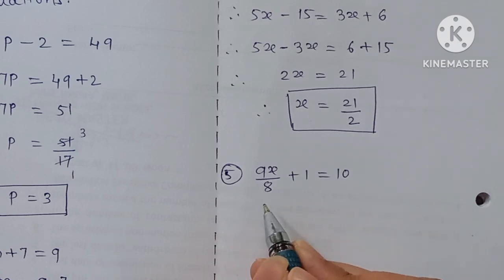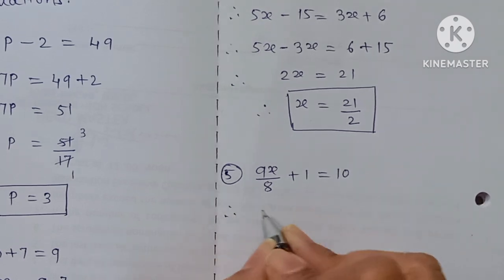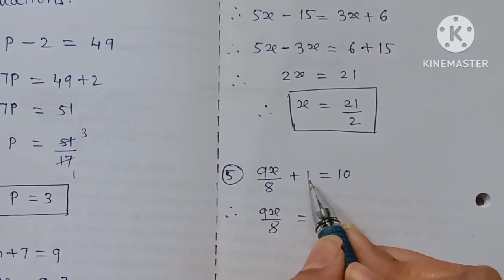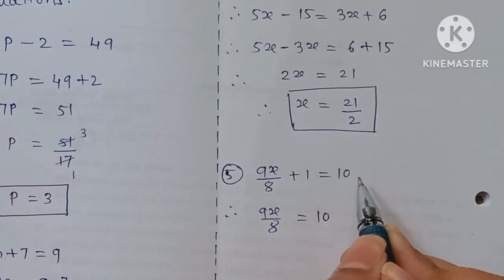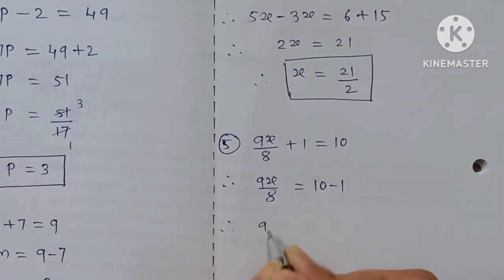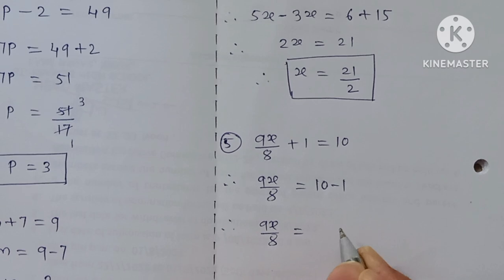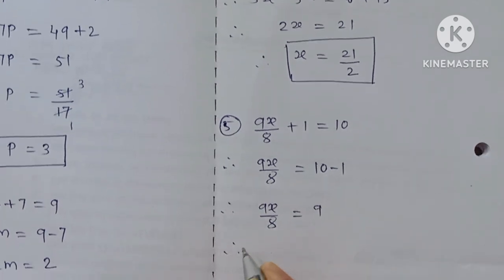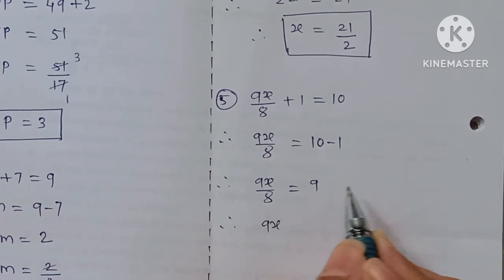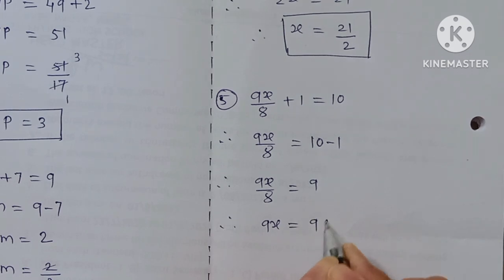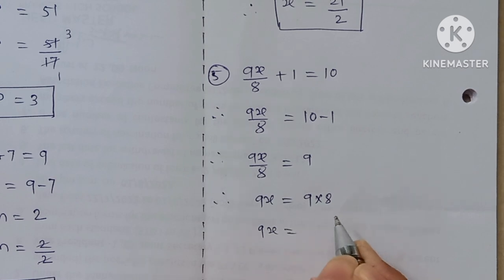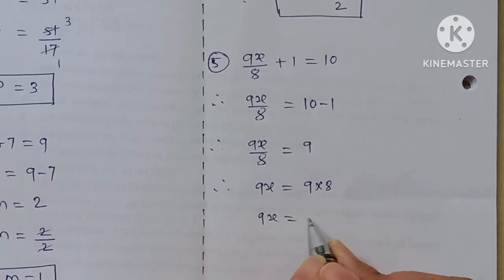Next, 9x upon 8 plus 1 is equal to 10. 9x upon 8 is equal to 10. Now shift this 1 on another side. Here 1 is positive, it goes to opposite side, negative, minus 1. Therefore, 9x upon 8 is equal to 10 minus 1, 9. Now 9x, this 8 is divided, it goes to opposite side, multiply, means 9 multiplied by 8. 9x is equal to 8 9s are 72.